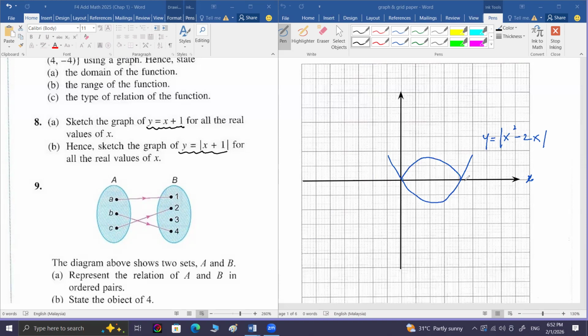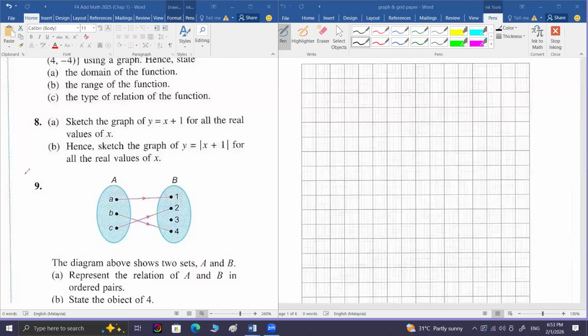I reflect out. Reflect already means anything below the x-axis, you don't draw. Now it depends on the shape. Got what I mean? So this is what we say the modulus. We still have this type of question to show you. Now we go to question 9.